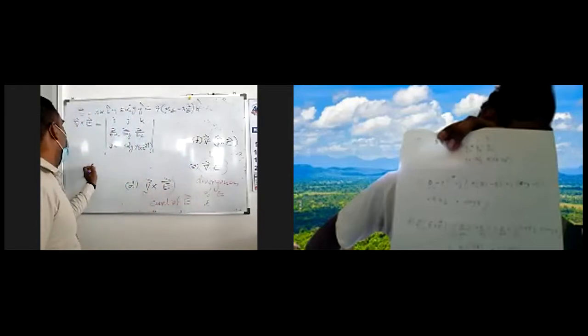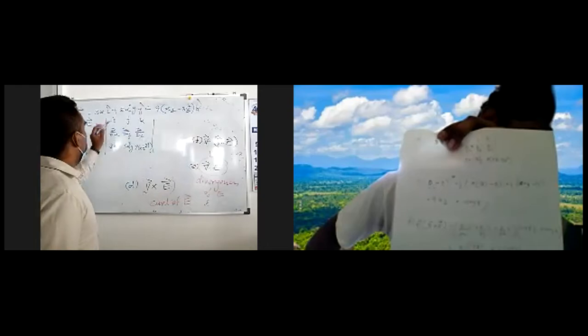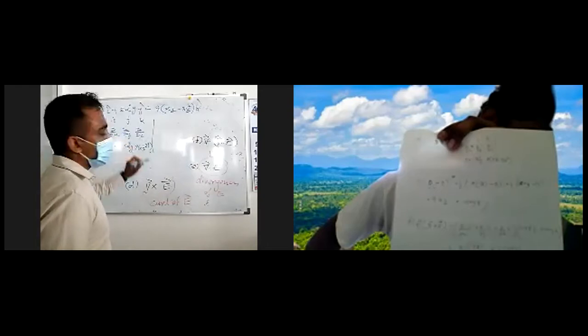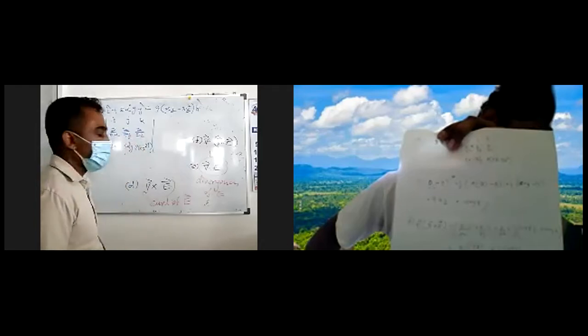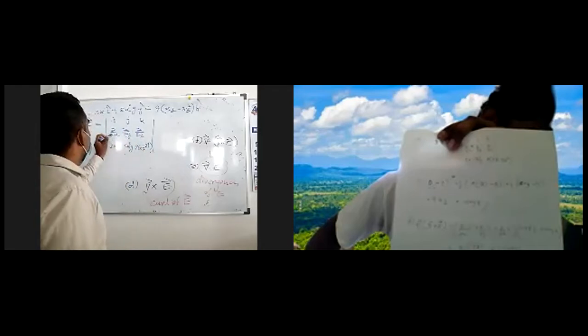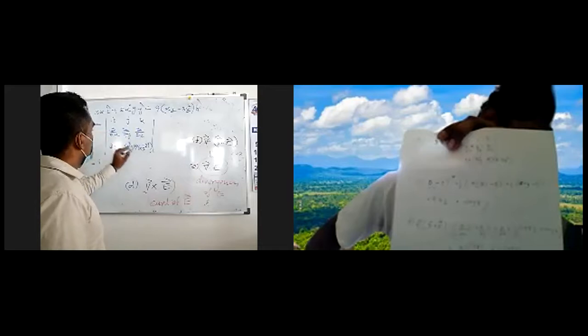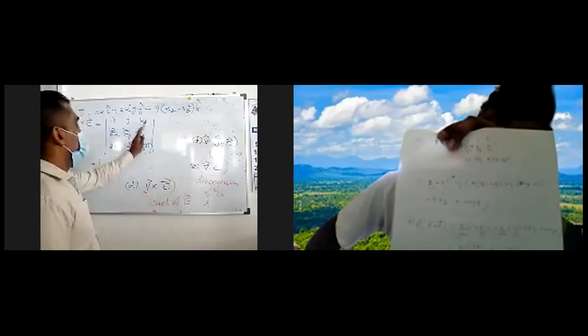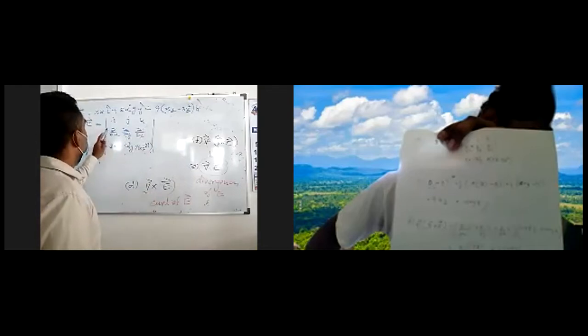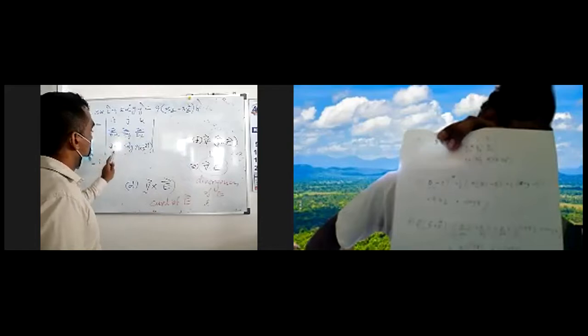So this is the i. We have to operate this one and this one minus the operation of this one and this one. j, the operation of this and this minus the operation of this and this. k, operation of this and this minus the operation of this and this.